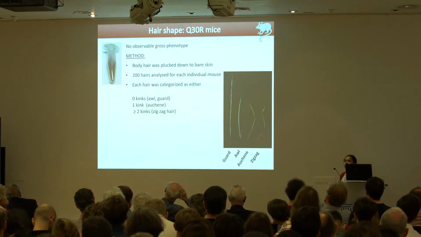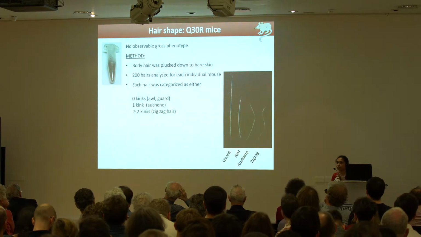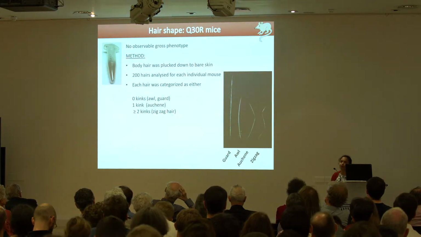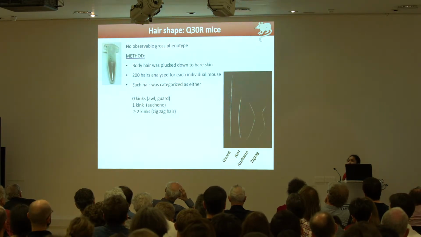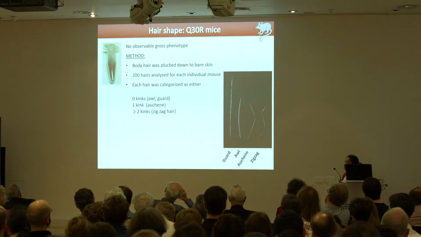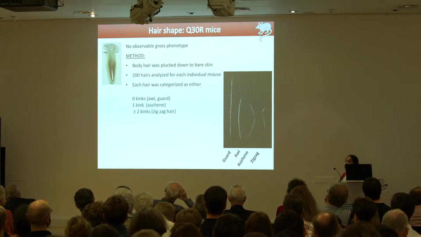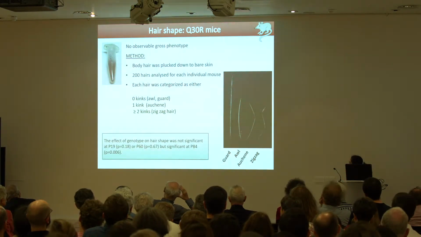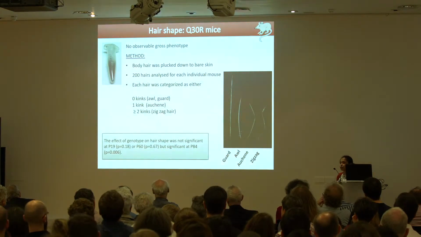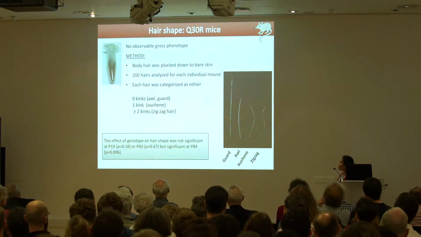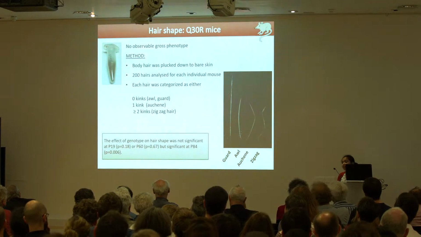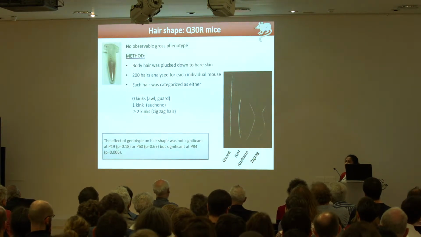So what we did was we took body hair plucked from bare skin from one single location of the mice, and we analyzed about 200 hairs per mouse, and we categorized each hair as having 0, 1, or more than 2 kinks. And what we observed was that we did find an effect of genotype on the hair shape, but interestingly, we didn't find it in the 19-day-old or the 60-day-old mice, but we did find it in the 84-day-old mice.